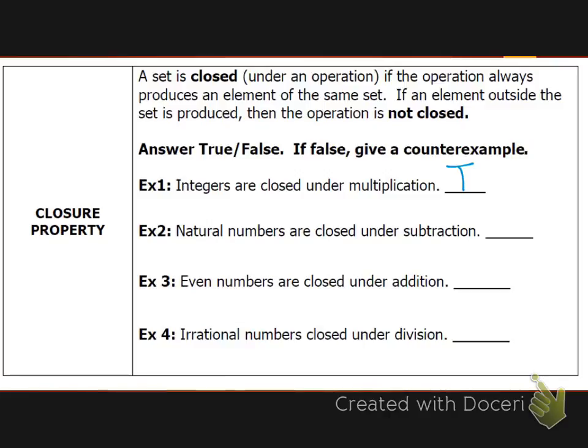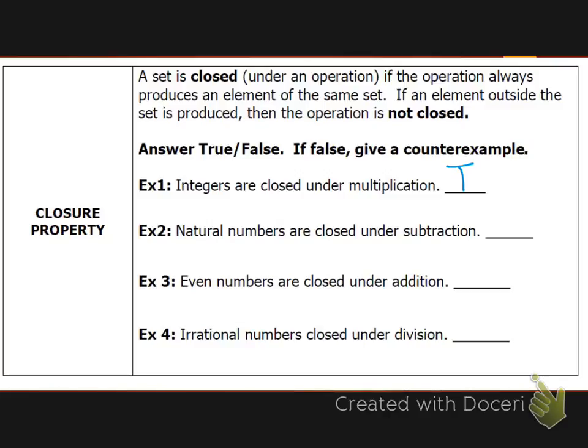Now what about natural numbers? Natural numbers are closed under subtraction. Now if you remember, we're talking about natural numbers. If you remember natural numbers, that means they are only positive numbers. So can you subtract two positive numbers and get a negative? Because that would be false. Closed means if you subtract two positive numbers, natural numbers, you're still going to get a natural number, such as 4 minus 2 gives you 2.